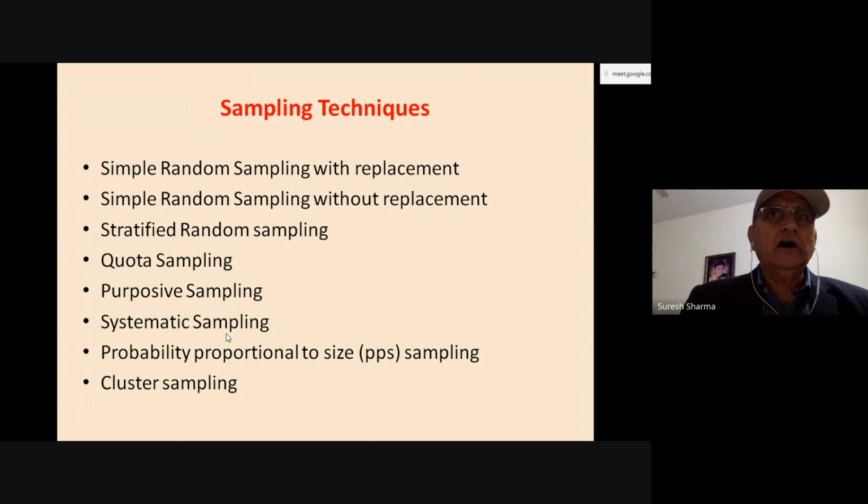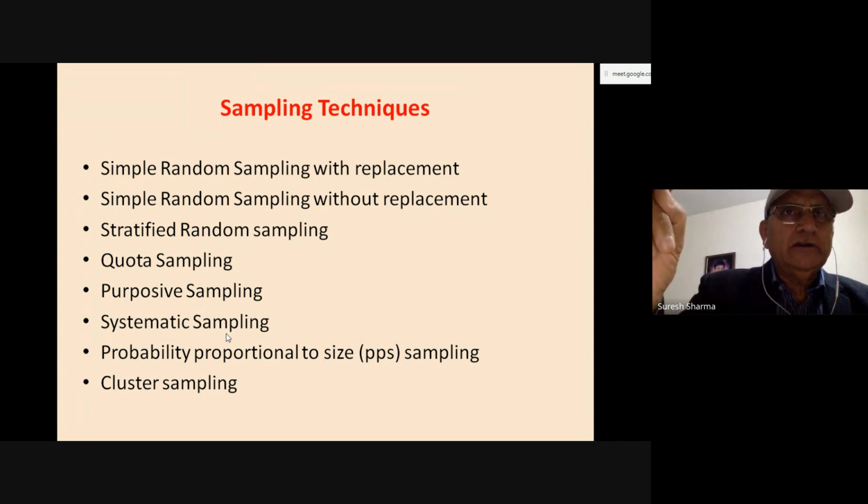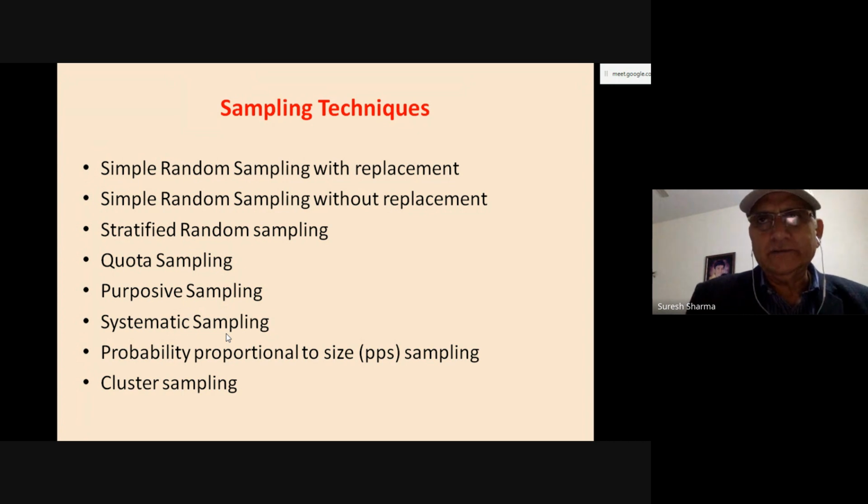Suppose there are 1,000 households, right? I want to select only 100 households. So what I'll do, I will compute what is called the sampling interval. 1,000 divided by 100, I will get the answer as 10. Now, I pick any number at random between 1 and 10. Suppose number 8 appears. And you have a list of all the 1,000 households.